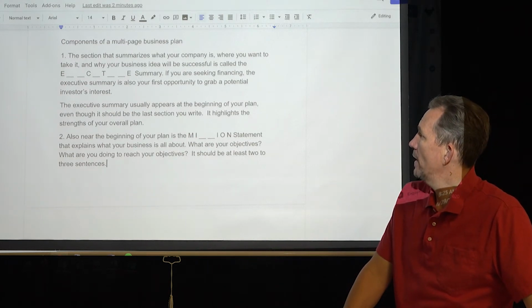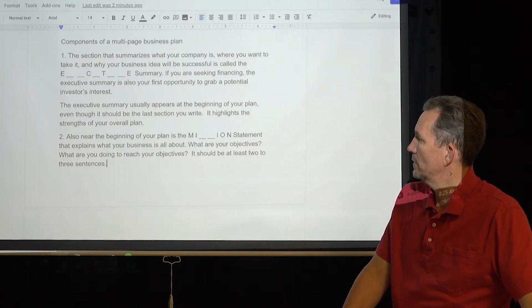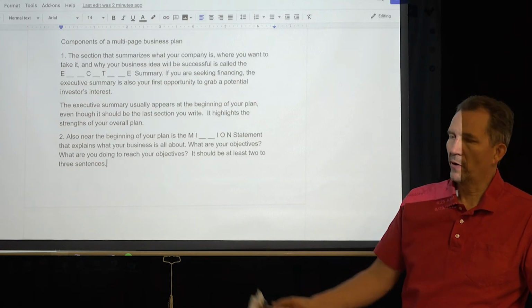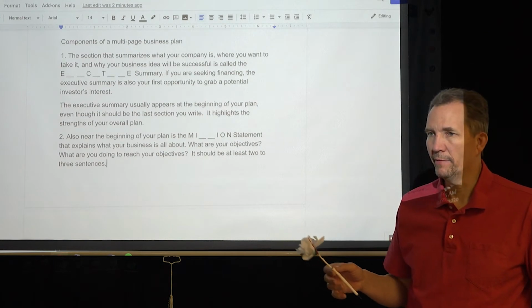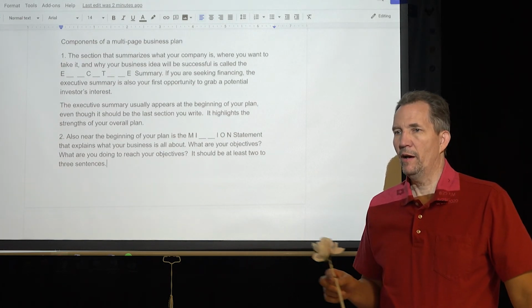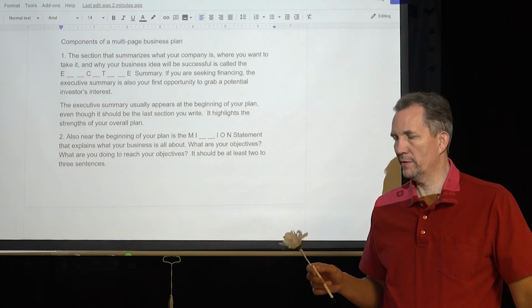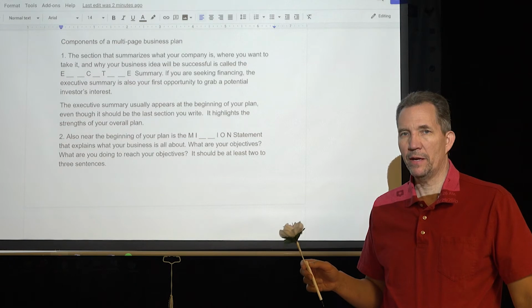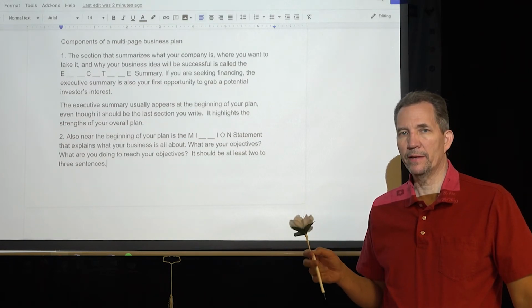If you are seeking financing, the executive summary is also your first opportunity to grab a potential investor's interest. So again, going back to this flower, I can give you every detail on how we're going to make the flower and the corporate structure, all of that kind of stuff. But really what you want to know is, okay, is there a demand for the flower? How much does it cost you to make it? How much money are you making off of it? And if we're going to sell 1 million of these things and make millions of dollars, then I'm interested.